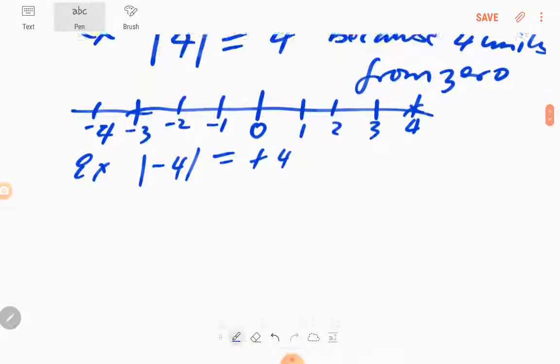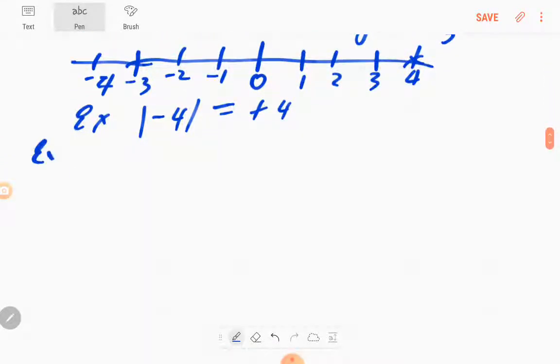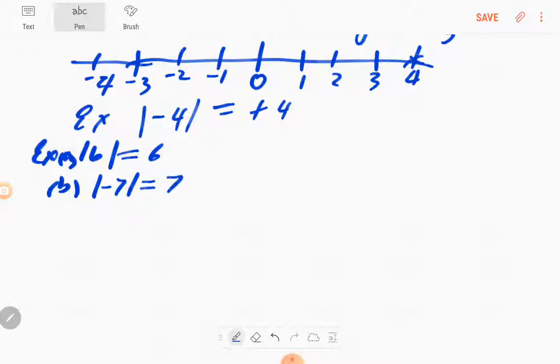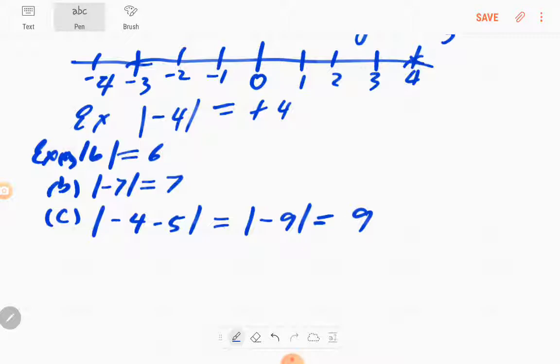Okay, so let's look at some more examples. So say, for example, the absolute value of 6, that's just 6, right? The absolute value of, say, negative 7, that's just 7, because negative 7 is 7 units away from 0, right? And we could combine things together. So say minus 4 minus 5, that's a grand total of minus 9, but it's 9 units from 0.